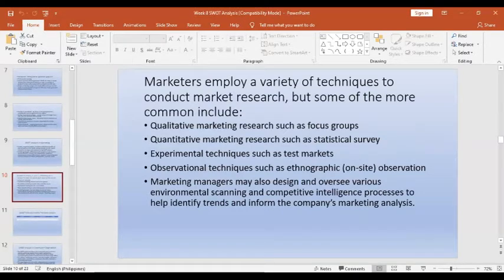Okay, so what are the marketers' techniques to conduct research when it comes to SWOT analysis? Of course, we use qualitative marketing research, such as focus groups. We conduct a study about the opinion or the actual response of the customers, so we can relate to what can meet the satisfaction of the needs of the customers or the markets.